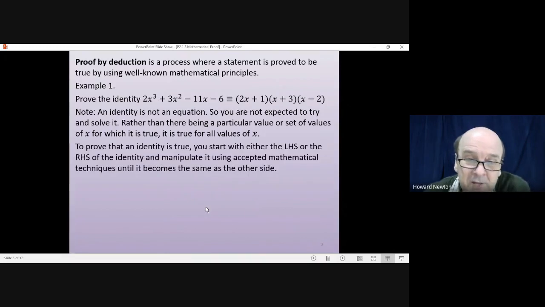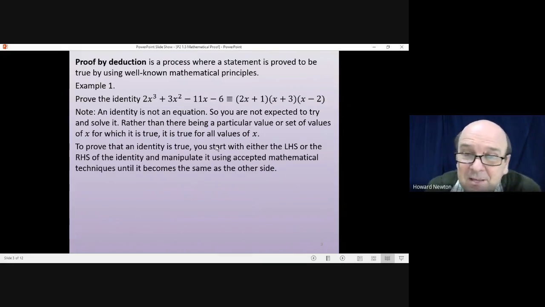Now, to prove an identity is true, the best way to write it down is to choose to start either with the left-hand side or the right-hand side. If you start with the left-hand side, you then keep on manipulating it until you get the right-hand side. If you start with the right-hand side, then you manipulate that until you get to the left-hand side. And at the point where you've said, well, the left-hand side does equal the right-hand side, you've completed the proof.